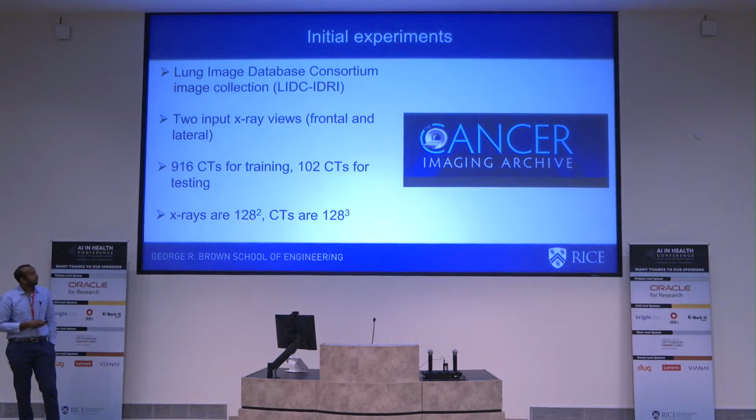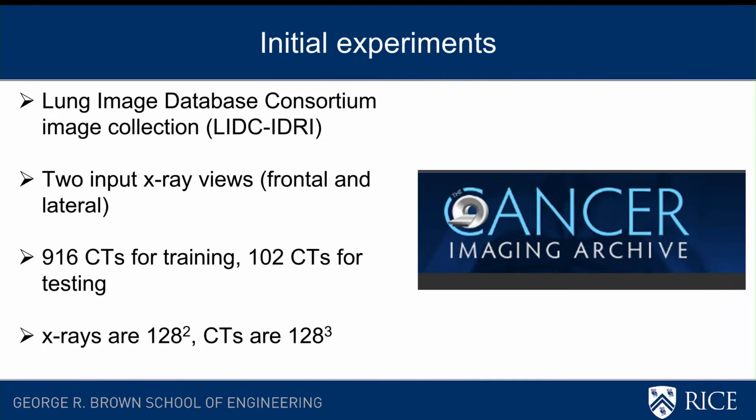So we have some preliminary results that we can share using just a public lung image data set, the LIDC-IDRI data set. Here we take these CT volumes. They don't have X-rays, so we generate them with the DRR generator. And we do standard training and testing where we divide the data set, and then we train on one and test on the other. Just for those interested, the X-rays are of size 128 squared, so we're not dealing with big images for now. And the CT volumes are 128 cubed.